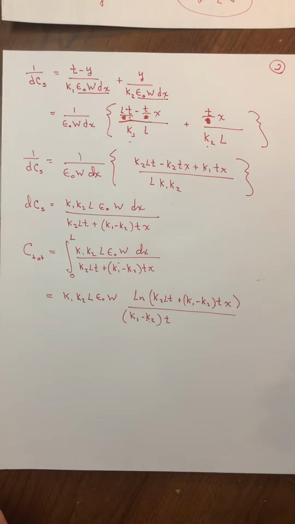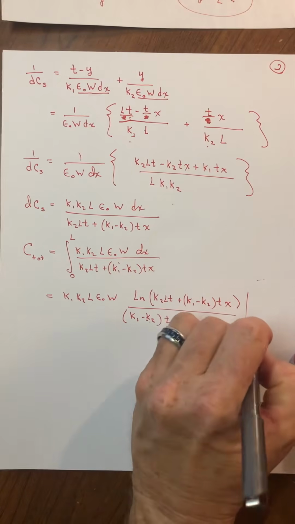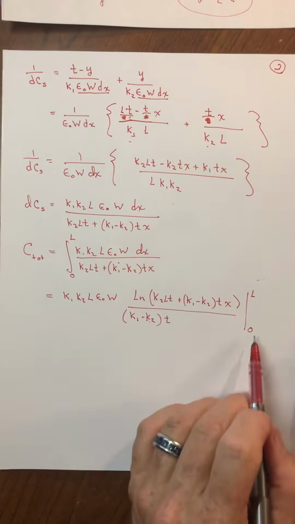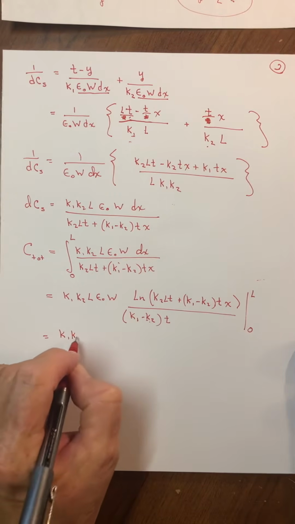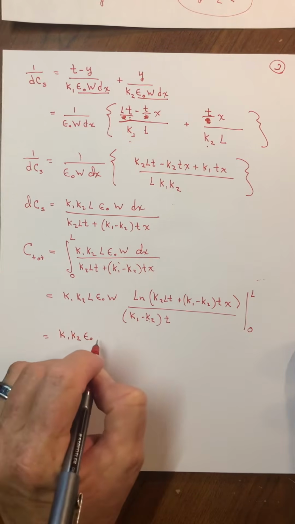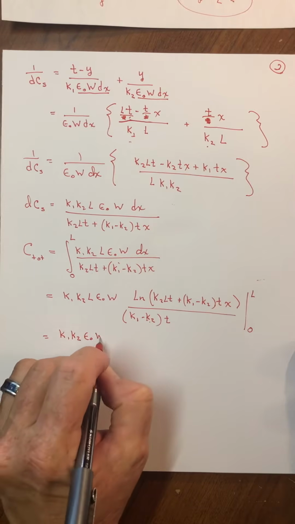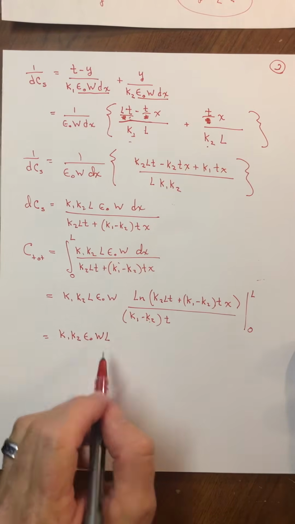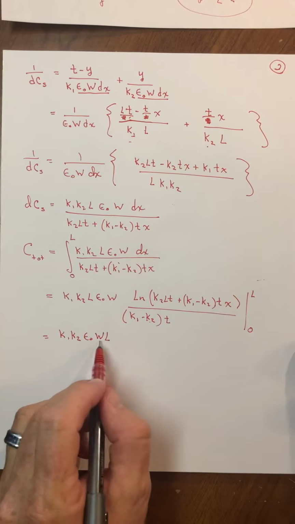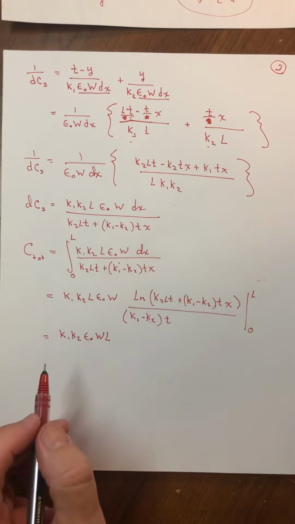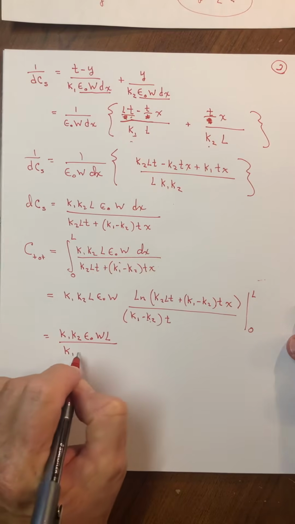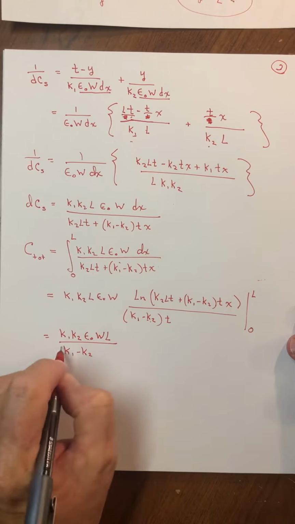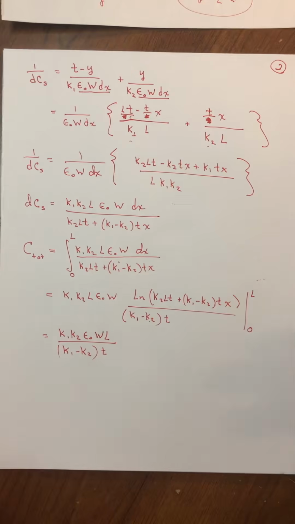Now, let me not forget to put the limits of integration here. We're adding from 0 to L. So kappa 1, kappa 2, and I'm just going to put the L at the end so that the width and length, which represent the area of the sheet, are together there. And then this would be kappa 1 minus kappa 2, and its thickness T.